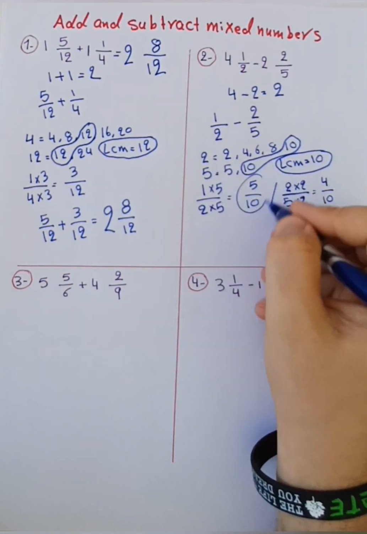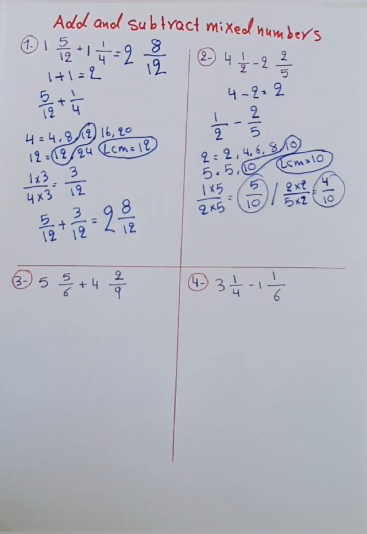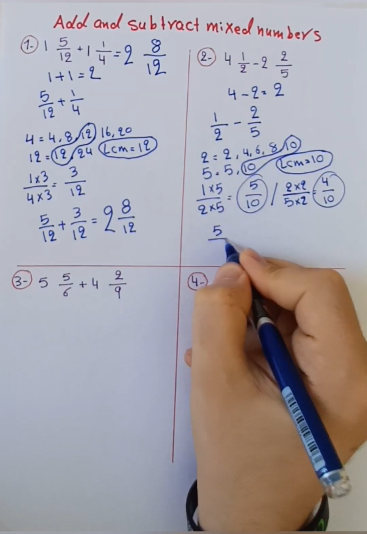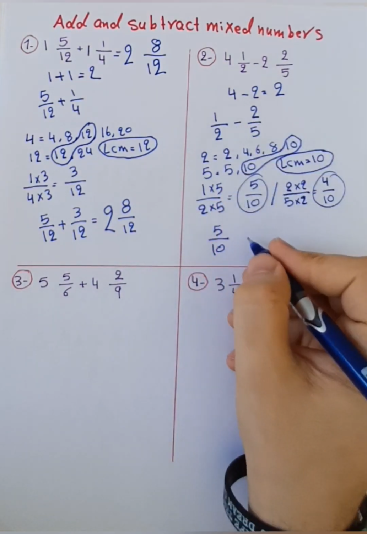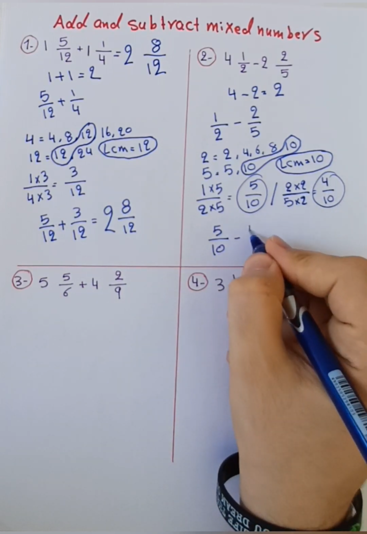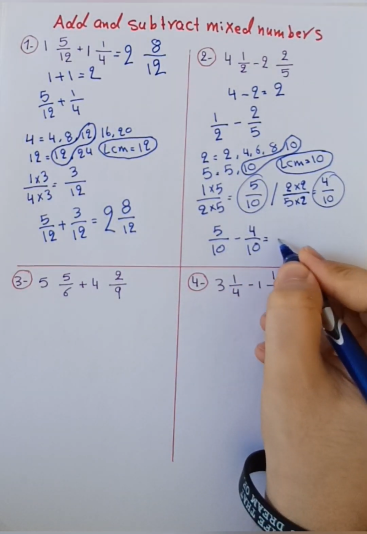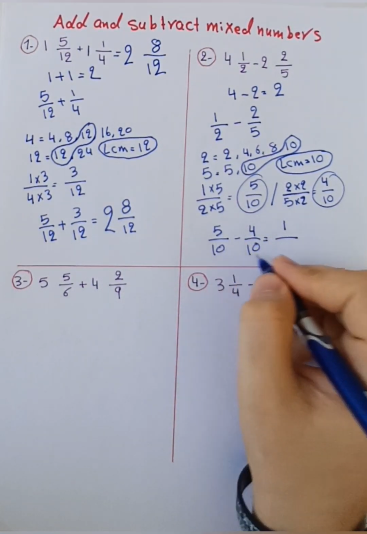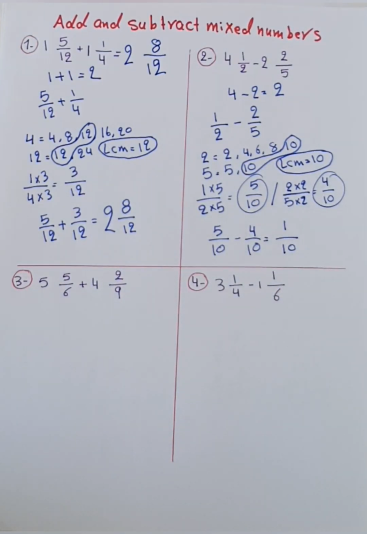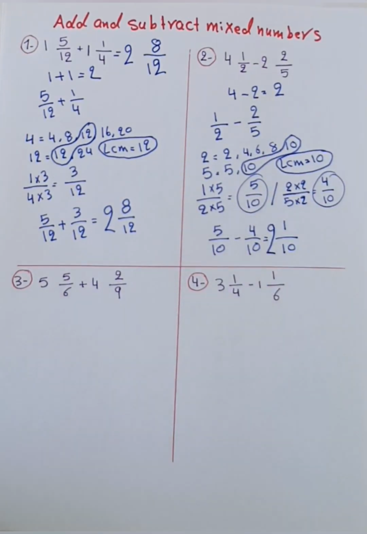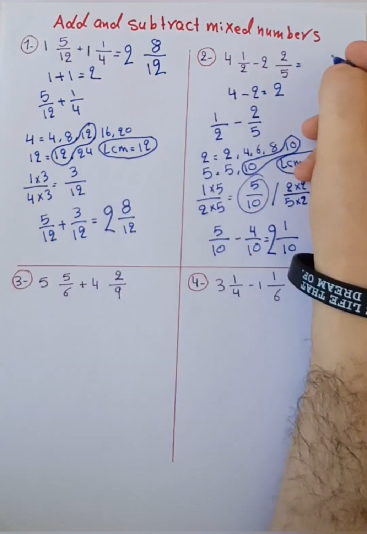Now we have these two new fractions, and then we have to subtract. 1 out of 2 is 5 out of 10. So you have to write 5 out of 10 first, minus, and then the second fraction, 2 out of 5, is 4 out of 10. And then we have to subtract. 5 minus 4 is 1, and we have to write the denominator. And then the whole number is 2. We have to write 2 in front of the fraction. So the difference between these two mixed numbers is 2 and 1 out of 10.